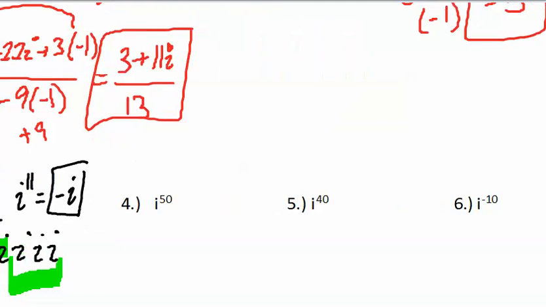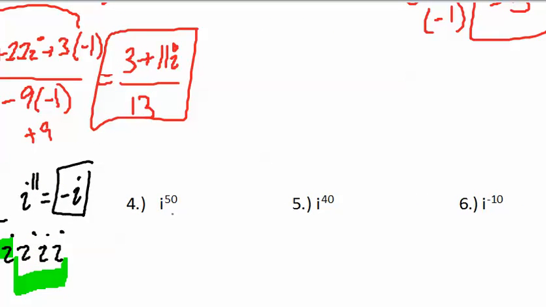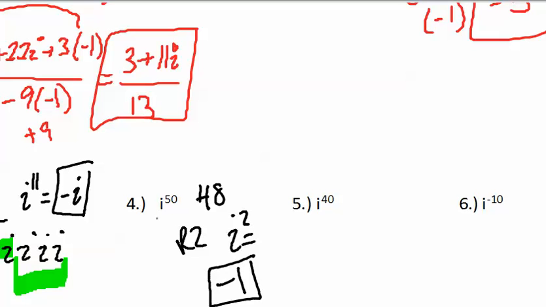You can do the same thing with any exponent. So how many times can 4 go into 50? Well, it goes in 12 times, because 4 times 12 is 48. So there would be a remainder of 2. Then I would have i squared. And we should hopefully know i squared is negative 1. So i to the 50th is really negative 1. All right, go ahead and try number 5 and number 6.